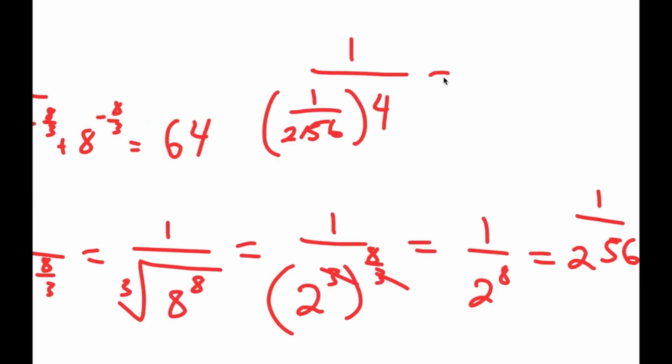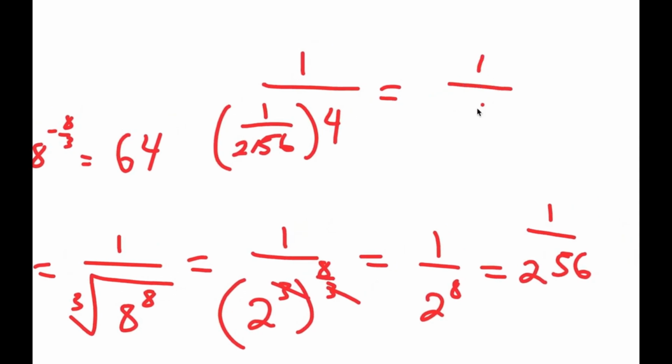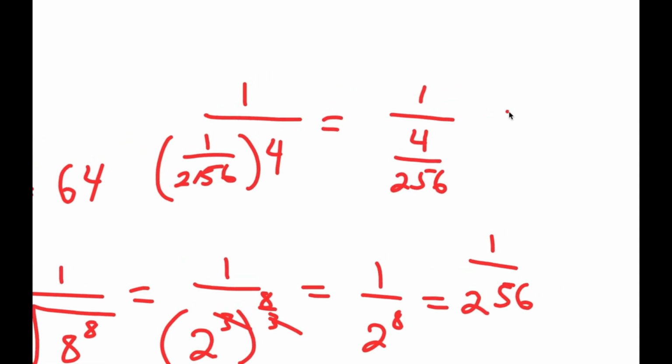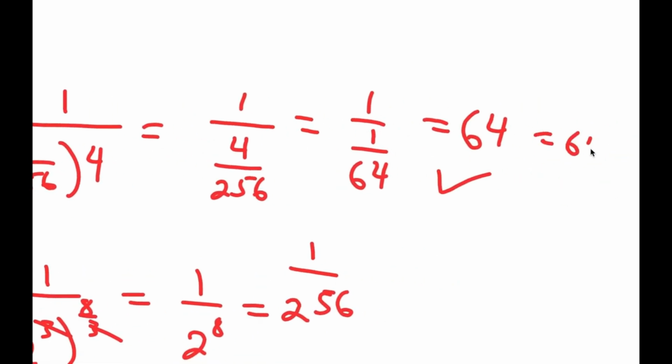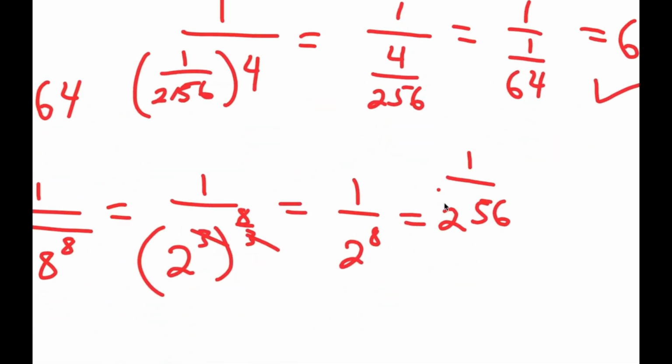So now I get 1 over 256 times 4, which is equal to 1 over 4 over 256. And this is equal to 1 over 64, which is simply equal to 64. Meaning 64 is equal to 64, and our solution is right.